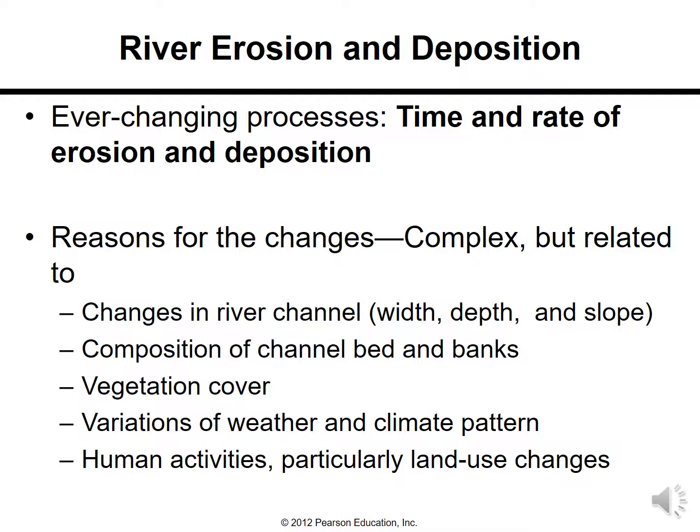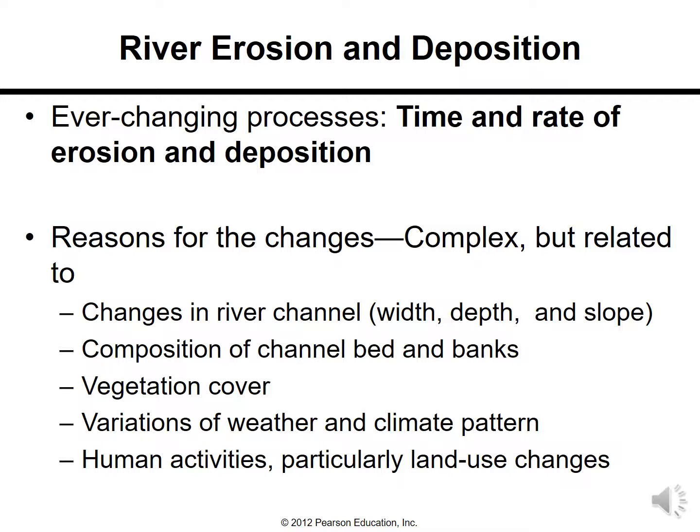Ever-changing processes, like time and rate of erosion and deposition. These both need a balance sometimes. Some places you get more erosion, some places you get more deposition. Sometimes erosion is a faster event compared to deposition. That's why we have a lot of problems, especially when it comes to coastal erosion. The beaches are not being produced at the same rate as the coastal erosion. So that becomes a big environmental problem.